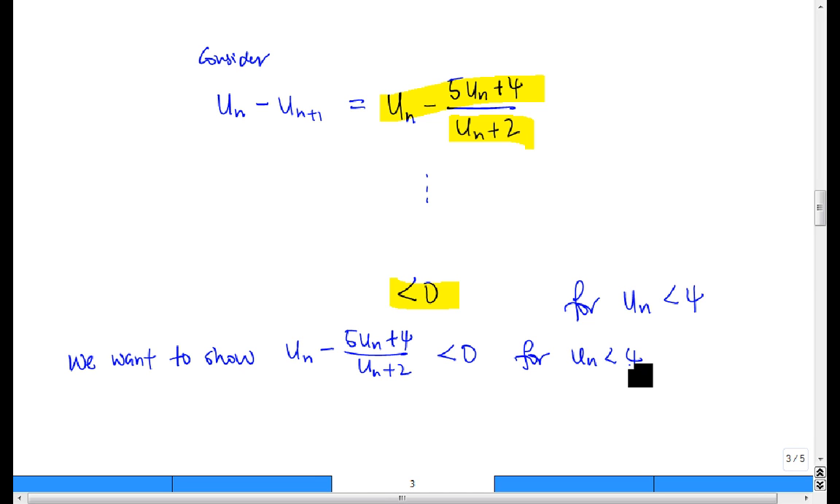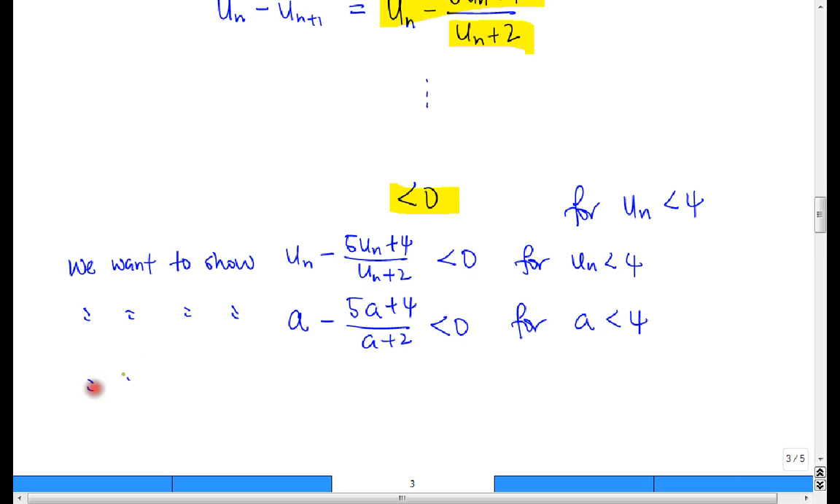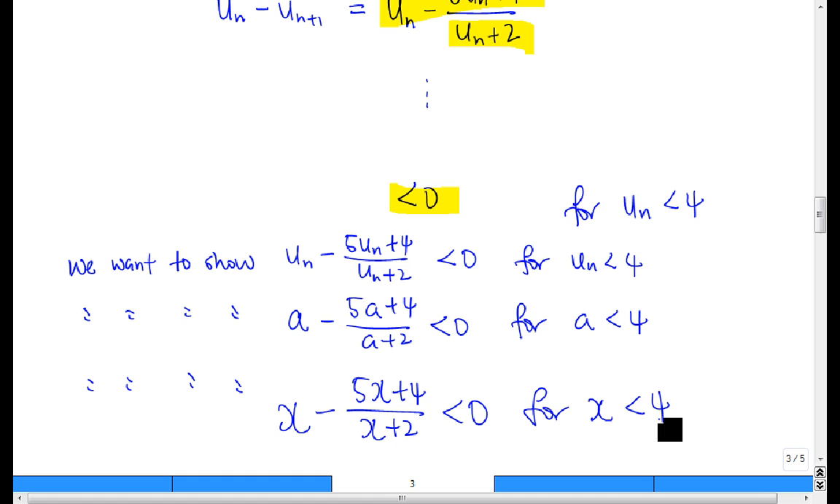Now what is u_n? u_n is just a variable. Can I say this? Can I say we want to show a minus (5a plus 4) over (a plus 2) is smaller than 0 for a smaller than 4? Are they the same thing? Yes, of course they are the same thing. So instead of writing a, I can say I want to show that x minus (5x plus 4) over (x plus 2) is smaller than 0 for x smaller than 4. Are they the same thing? Yes. So instead of doing an algebraic approach, can we sketch this graph, let it be y equals this, and observe that this graph lies below the x-axis for x smaller than 4?